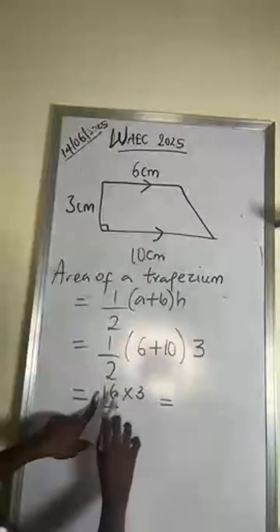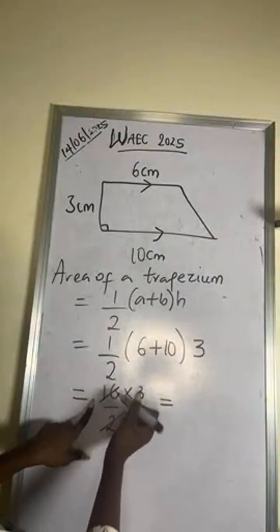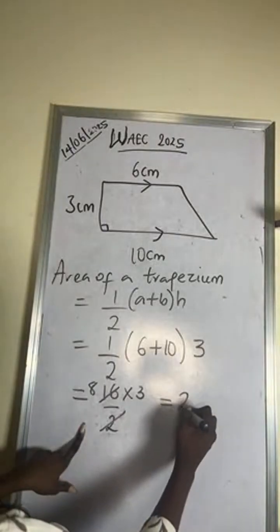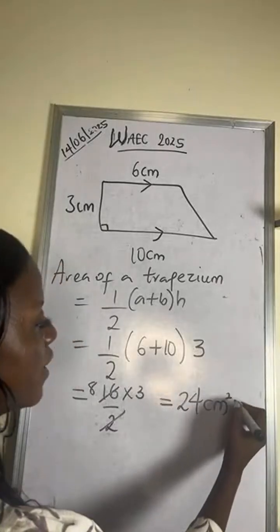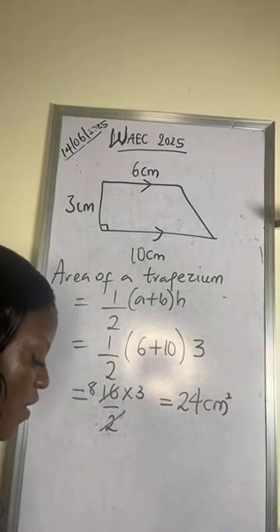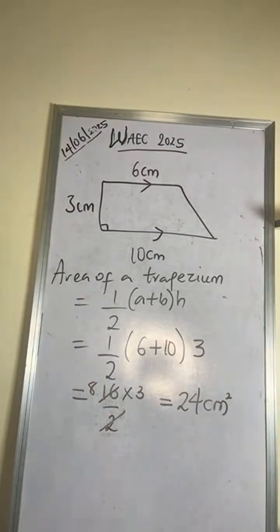Okay, so you can do it whichever way, it's fine. 8 times 3 is... remember that your area will always have a square. Don't ever forget that. If you are finding the area of any value, it's always a square.